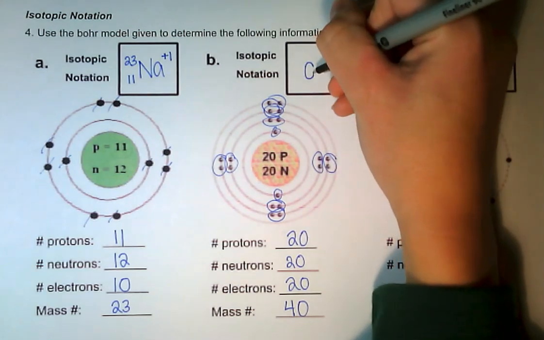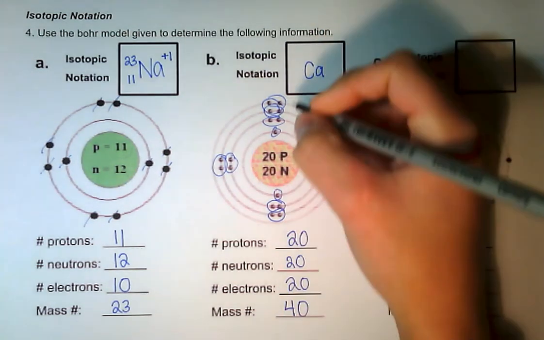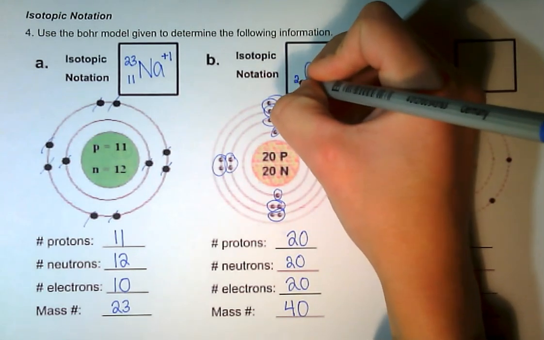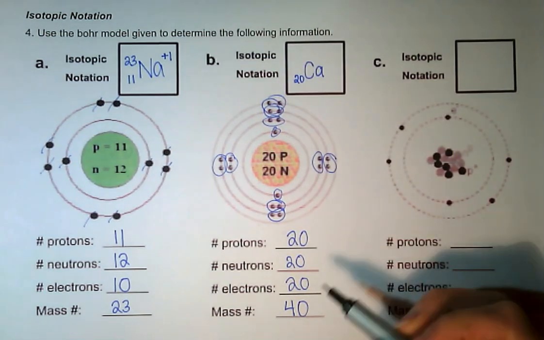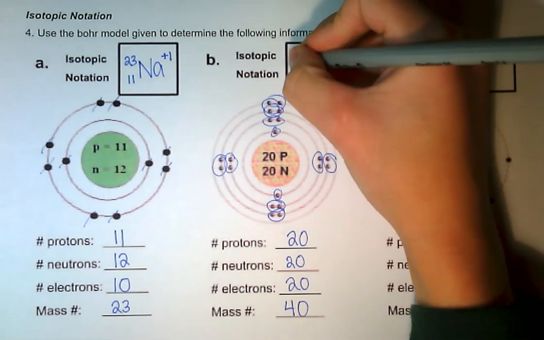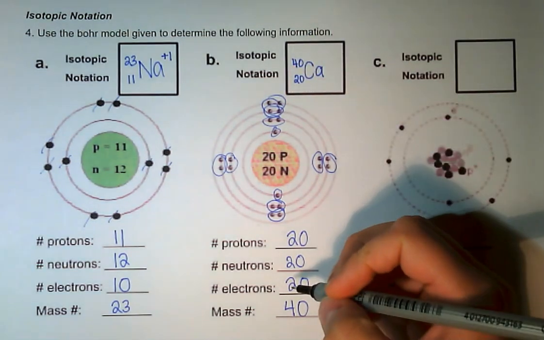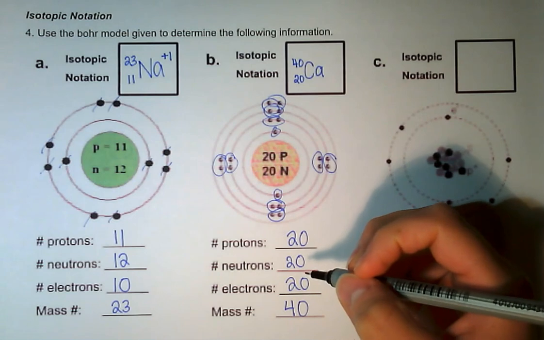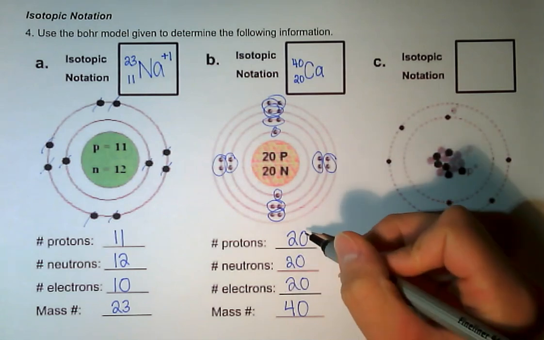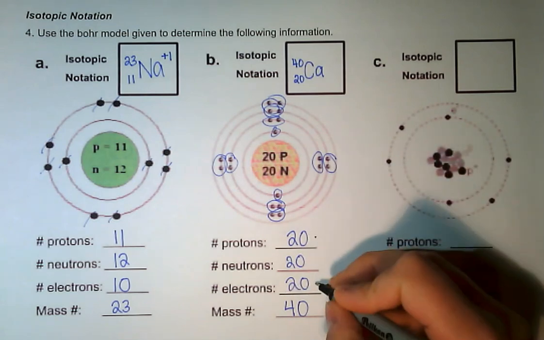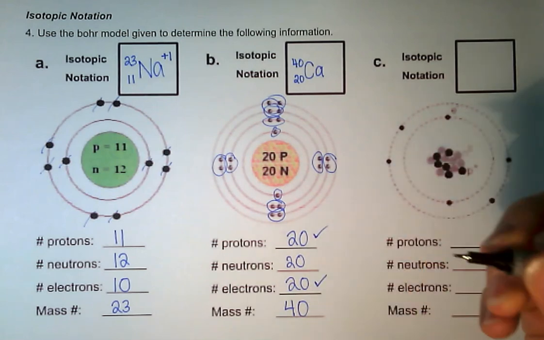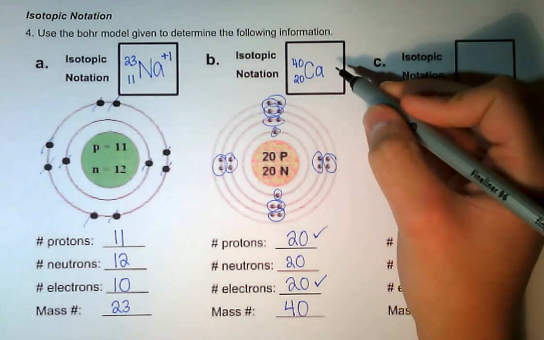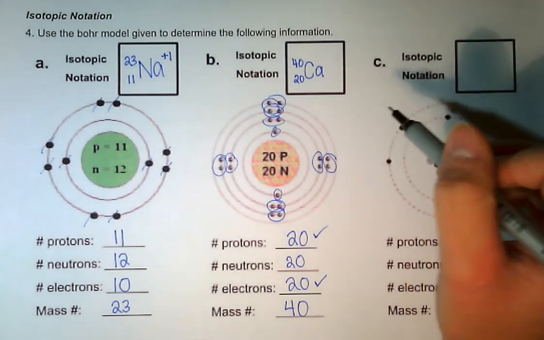So this is calcium. My protons or atomic number goes to the bottom, so I'm going to put my 20 there. And then my mass number goes to the top, calcium 40. And then I need to determine whether or not this calcium atom is charged. And I have 20 protons and 20 electrons, and since these are equal numbers, there's no charge. So I don't need to show a charge in my isotope notation.